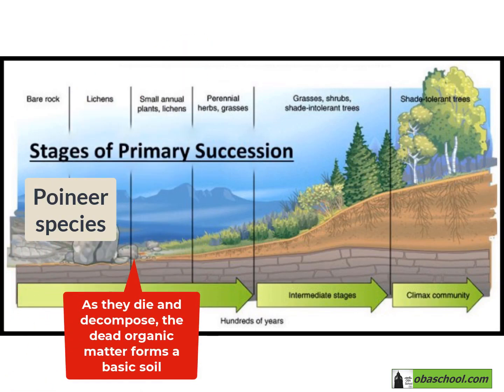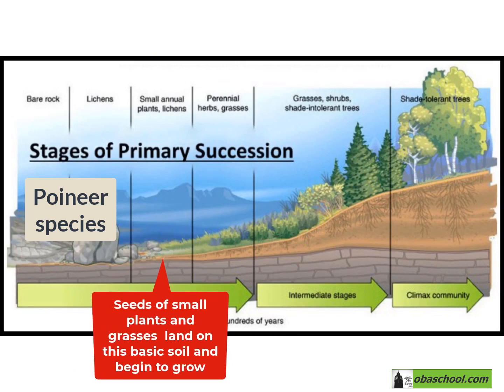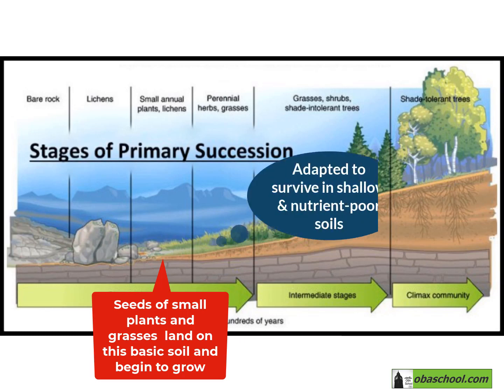As these pioneer species die and decompose, the dead organic matter forms a basic soil. Then, the seeds of small plants and grasses, sometimes also carried in the wind or sometimes transported by other ways, such as the bird, land on the basic soil and begin to grow. These smaller plants are adapted to survive in shallow, relatively nutrient-poor soils.